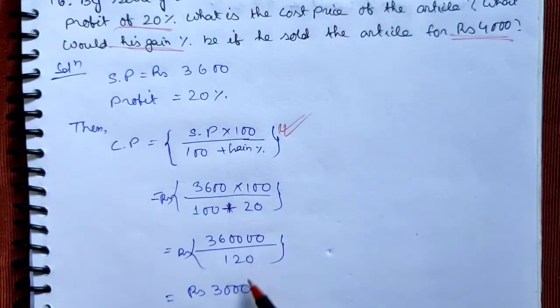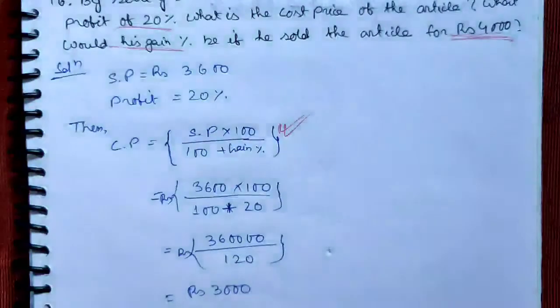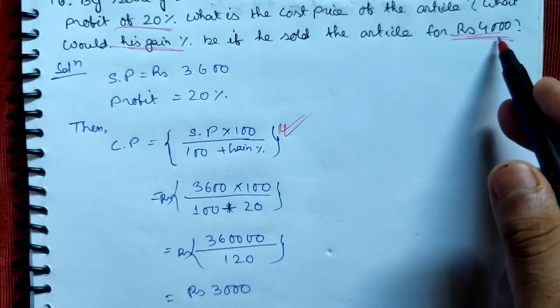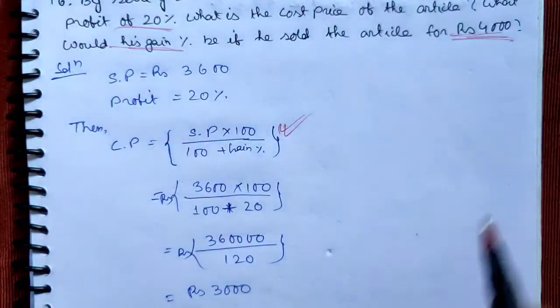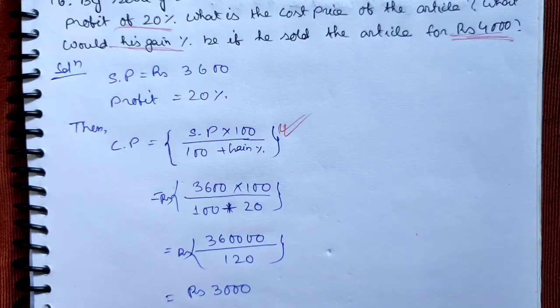So 100 plus 20 is 120, then 3,60,000 divided by 120 is, look, this 0 cancelled, isn't it? 12 3s are 36, 3, then how many 0 left? 3 0, so 3,000. So CP is how much? CP is 3,000 rupees. Now we have SP here, 4,000. So he gains how much? Gain is 4,000 minus 3,000, he makes a profit of rupees 1,000, isn't it?